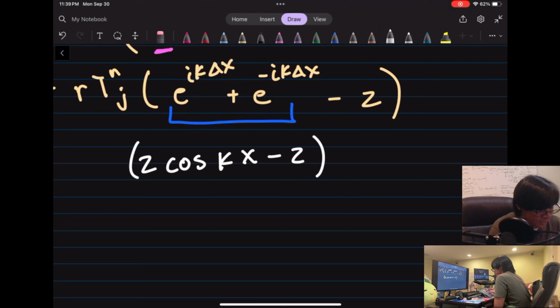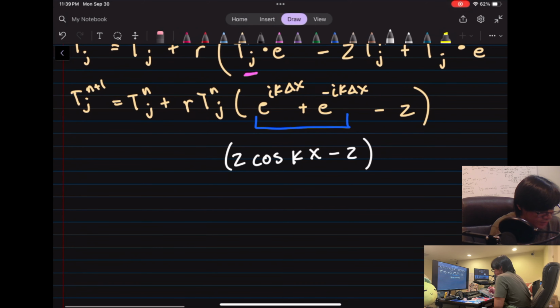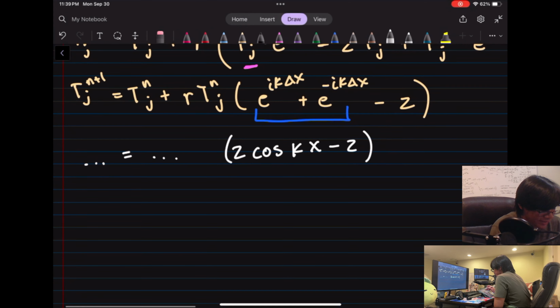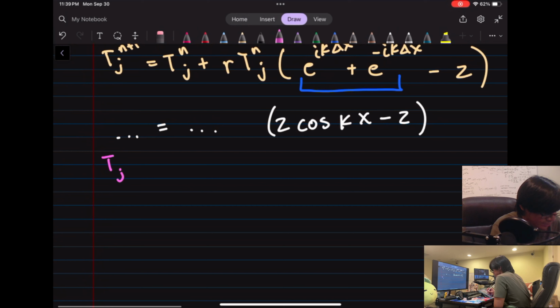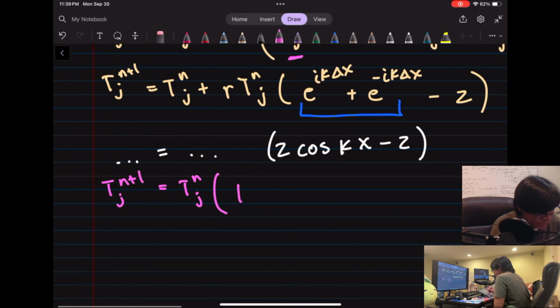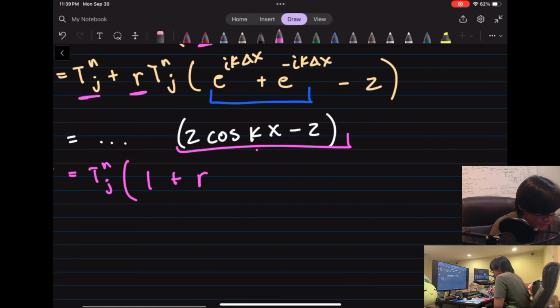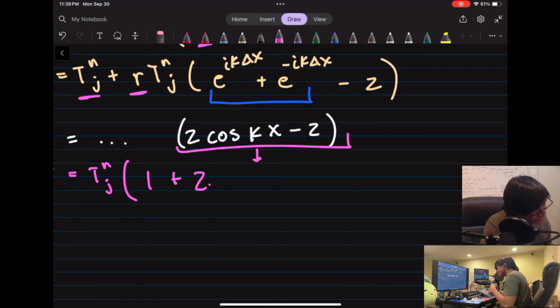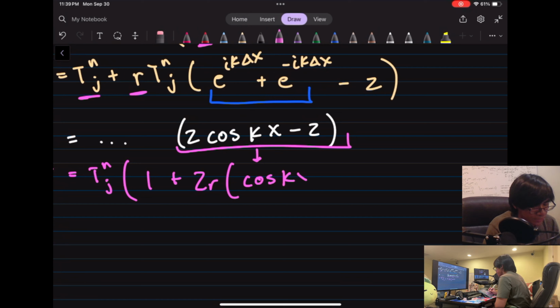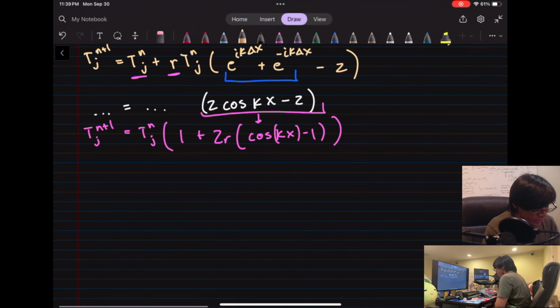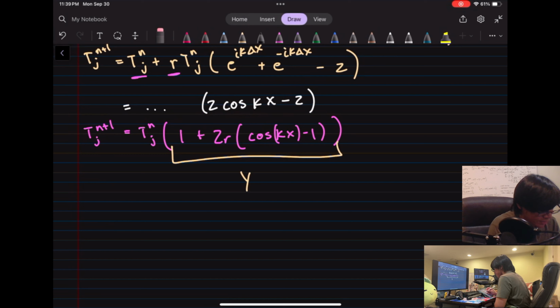Well, this is after factoring all this out. I'll do something like this. We have the T_j^(n+1), and then factoring out our base T_j^n, we have our original 1 plus r times r parentheses right here. So actually I can factor out the 2 now as well, so I'll go ahead and do 2r, and that is cosine kx minus 1. So that's enough parentheses. Now you'll notice we have a component here. I'll just call it y. I'll remove all these for now, just so it doesn't get confusing.